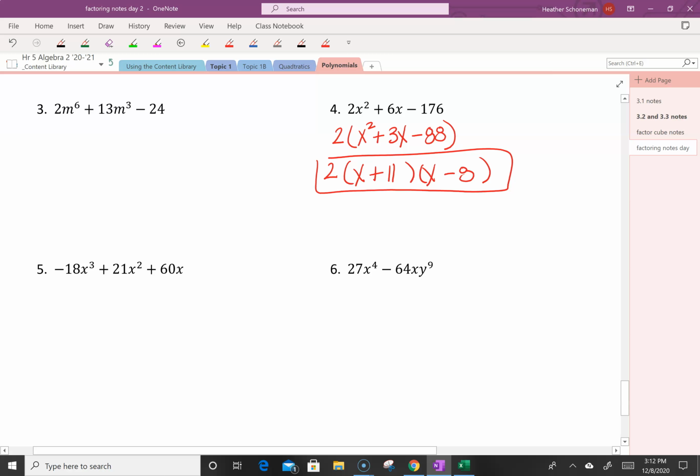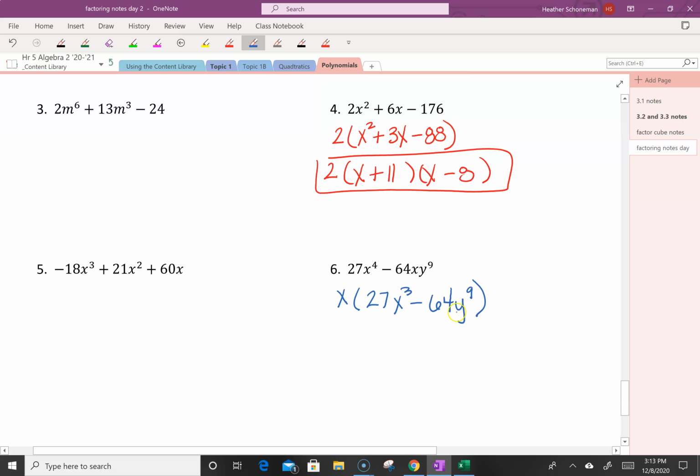Okay, let's take a look at number 6. On number 6, first thing we look for every single time is the greatest common factor. There's no number I can divide by both of these, but I can take out an x, so I'm going to take out an x. So since I'm only taking out a variable, it's only going to change the variables. The numbers will stay the exact same. So I have 27, I have 4 x's, I take away 1, and I have x to the 3rd, minus 64, those x's cancel, and I have y to the 9th.